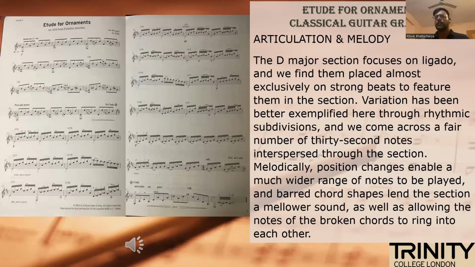Melodically speaking, position changes enable a much wider range of notes to be played, so it's important to be aware of the bar symbols and where we must put our fretting hands when we're playing this piece. And of course, using these barred shapes and playing higher up the fretboard gives us a mellower sound, so we come across a timbral variation along with a variation in pitch range or register of the guitar. Playing bar chords, of course, allows all the notes of the broken chords to ring into each other to reinforce that country pop feel that I was talking about earlier.